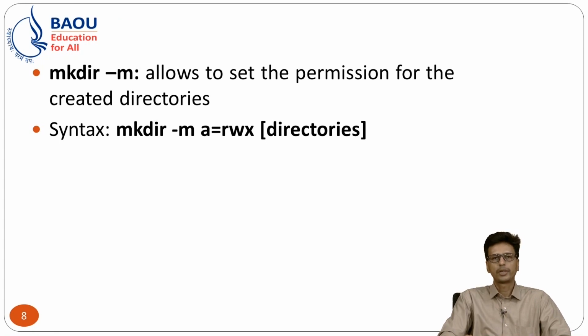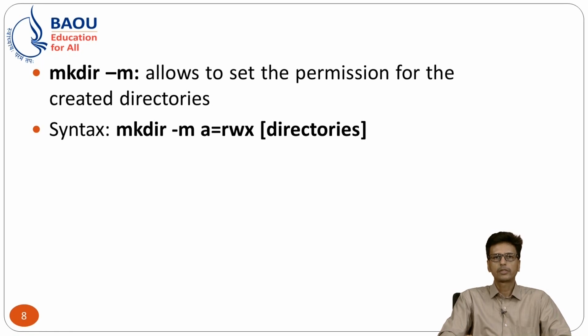Now multiple users have different file access or directory access rights. So if you are talking about the user level, then you have all the users or the current user or others to whom you can assign the permission. So you can observe on the screen the command mkdir, then the -m option, that is to assign permission to the particular directory. Now here a equal to rwx, what does it mean? So a represents the user information, that is all the users.